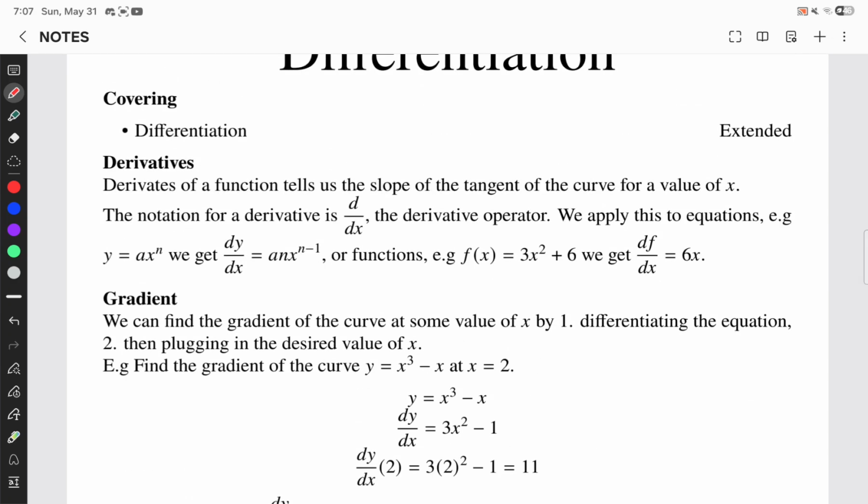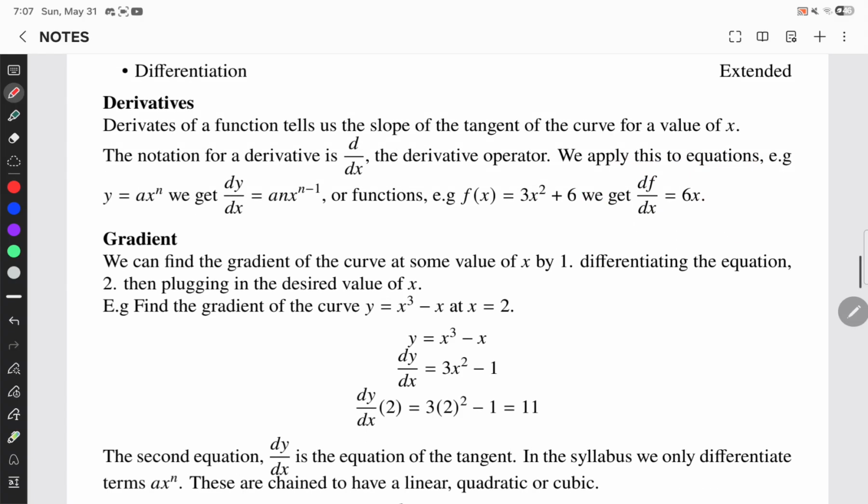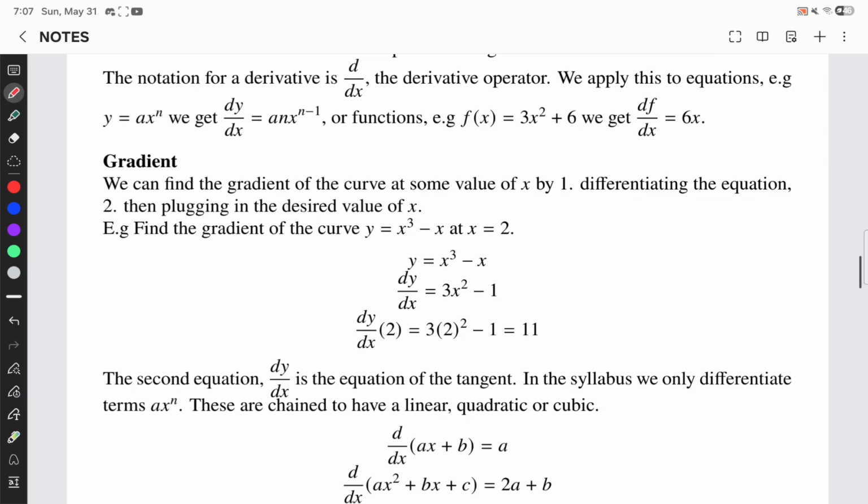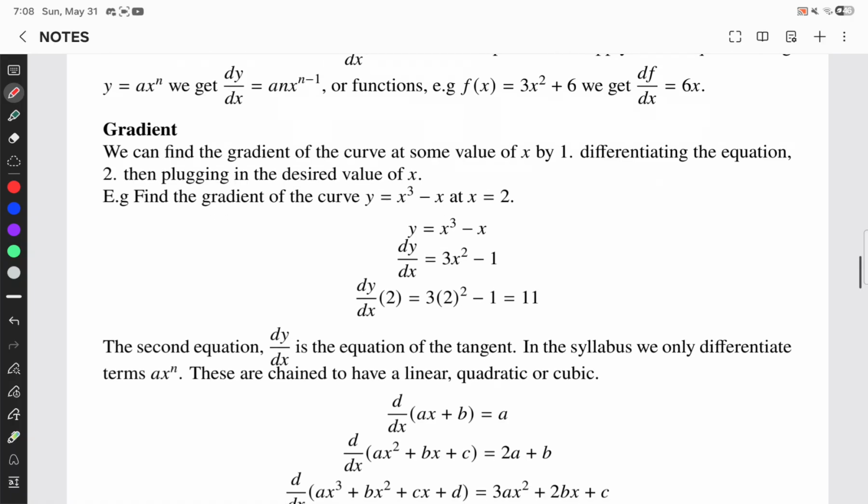For functions, example f of x, you get df over dx is equal to 6x. So this is the derivative notation. Next, the gradient. You can find the gradient of the curve at some value of x by, one, differentiating the equation, and two, plugging in the desired value of x.